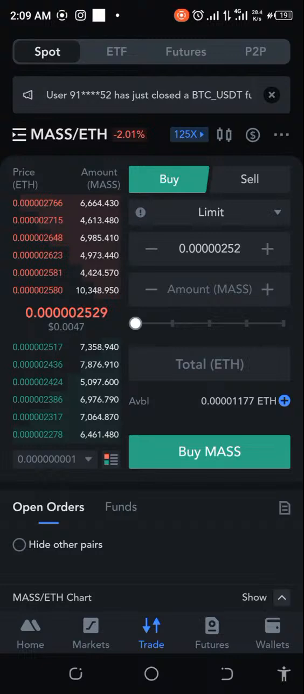So let's see how we're going to go about this, right? We'll need to buy MASS, let's just say MASS/ETH, and then we're going to change that to MASS/USDT to get our profit. But first of all, we'll need to get ETH, okay? So to do the simulations, what we need to do is to first of all try and get ETH. So let's go ahead and try this out.